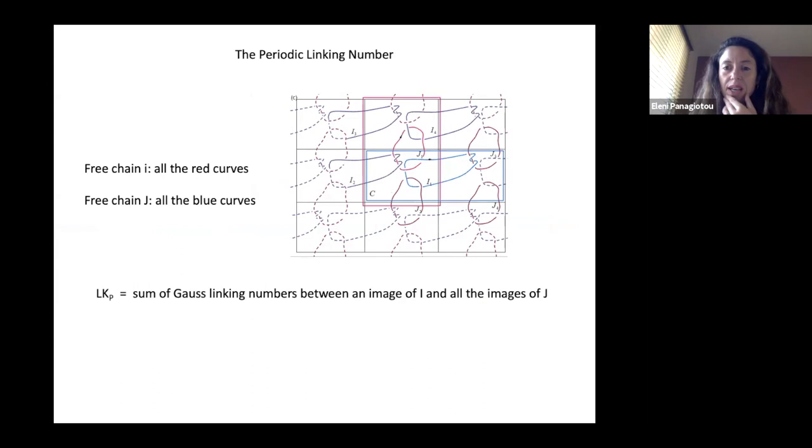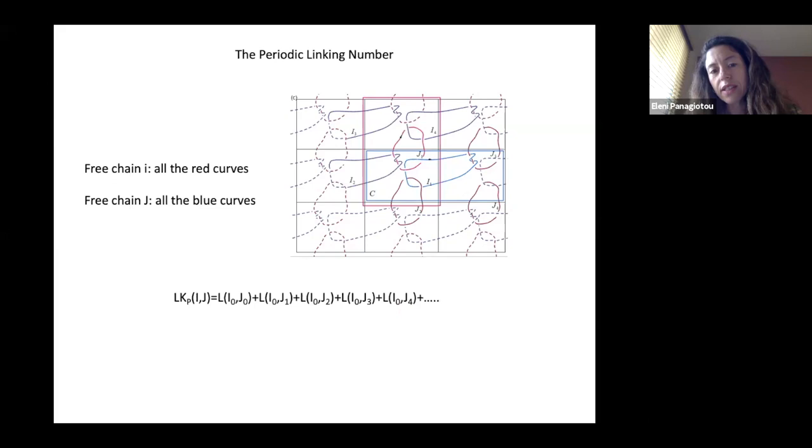The focus here is that we look at the entire collection; it is a pairwise linking number, pairwise in the sense of pairs of infinite collections of chains, all the red and blue curves. And you want to capture entanglement without repetition. So we say, choose an image of the blue curve, it doesn't matter which one, and look at all its linking with all the red curves in the system. So it is a sum of Gauss linking numbers. If we choose an image of the I curve, I naught, we would add the linking numbers with all the other chains.